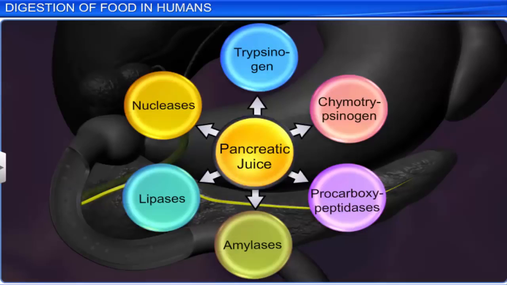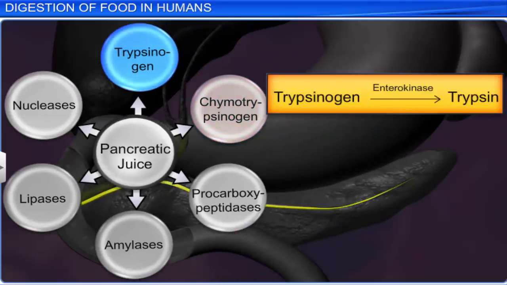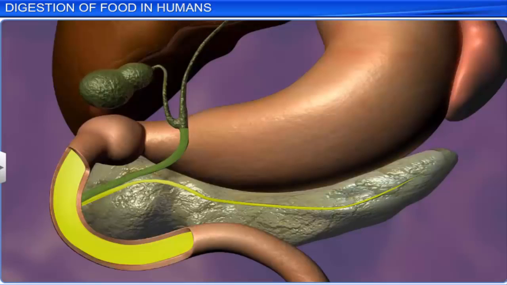These inactive enzymes are activated by trypsin and chymotrypsin, which are produced when enterokinase, an enzyme secreted by the intestinal mucosa, acts on inactive trypsinogen to form active trypsin and also converts inactive chymotrypsinogen into active chymotrypsin. The bile and pancreatic secretions now start converting complex molecules of the chyme into simpler forms.